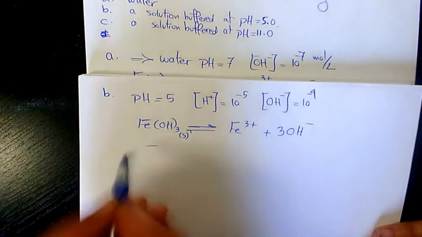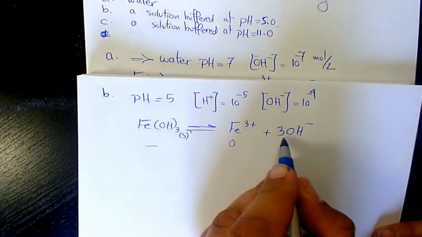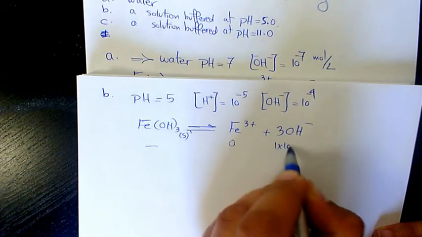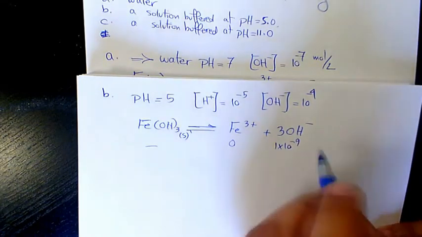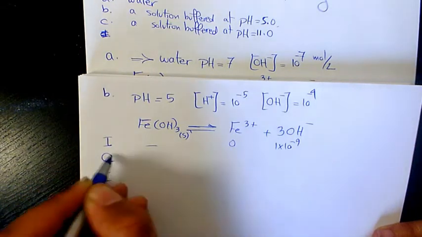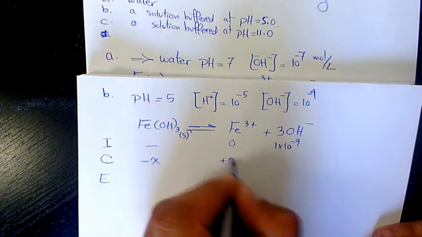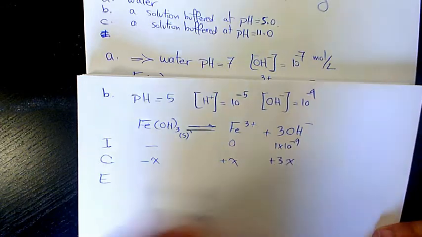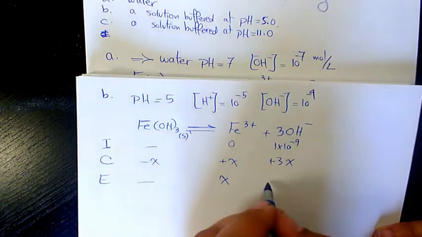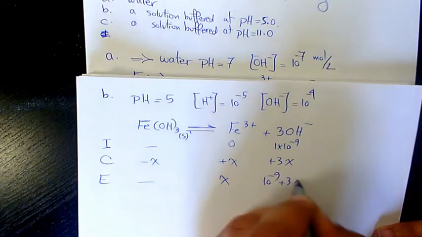Nothing in the initial, 0, and here the concentration is 10 to the power of negative 9. That's I. Change is going to be negative x, positive 3x. Equilibrium, we don't write it for solids. This one is x, this one is 10 to the power of negative 9 plus 3x.